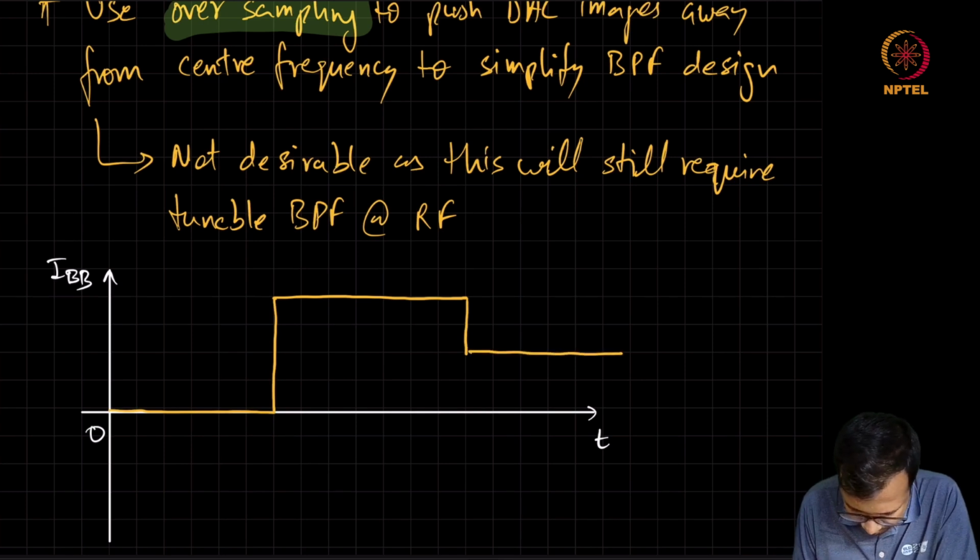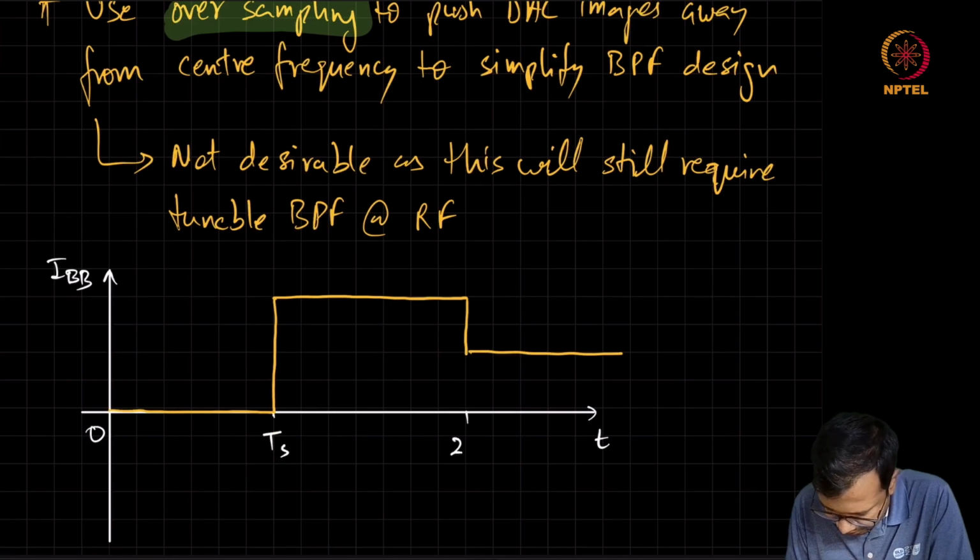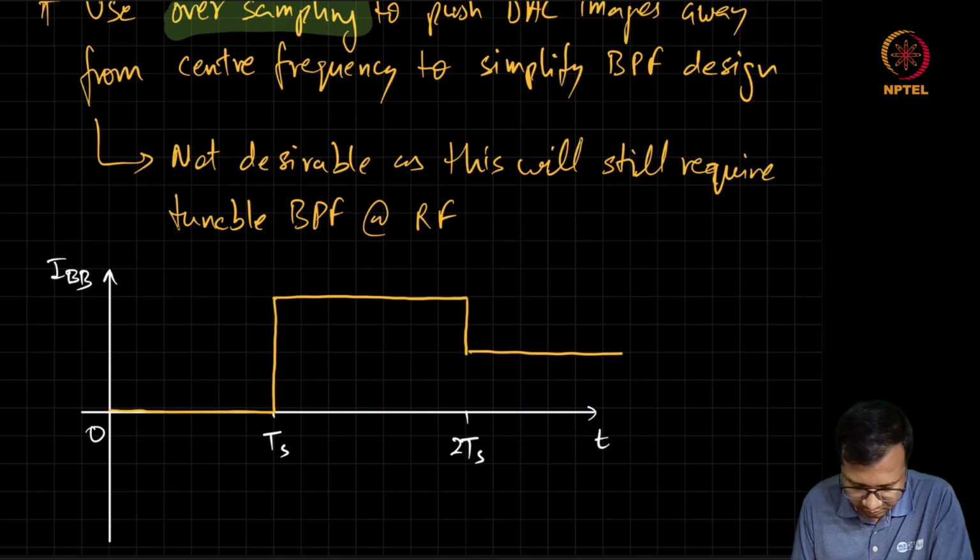Where this is the sampling period Ts, then 2Ts. And we can see that every sample, we just hold the output, which gives us the sinc filtering.